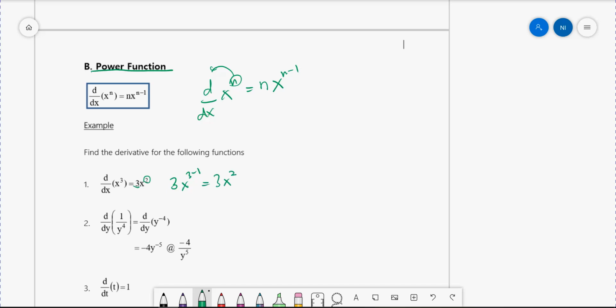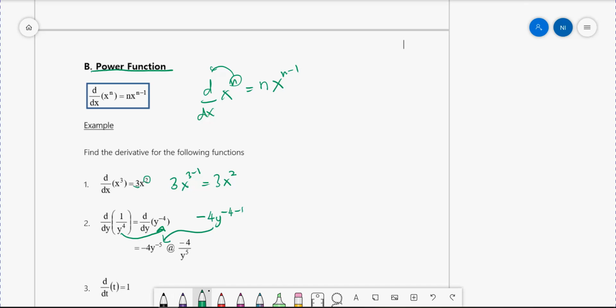For the second one, we have differentiate 1 over y power of 4 with respect to y. This one can be rewritten as y power of negative 4. So right now it will be d/dy of y power of negative 4. Bring the power forward, that means negative 4 y power of negative 4 minus 1. That's why we have the answer negative 4 y power of negative 5, or it can also be written as negative 4 over y power of 5.